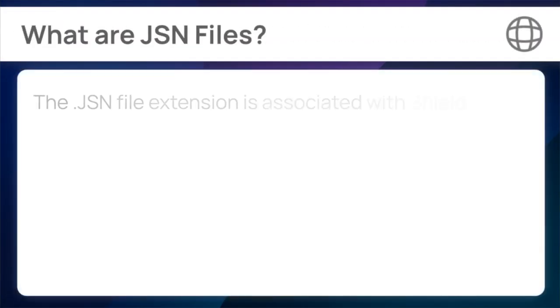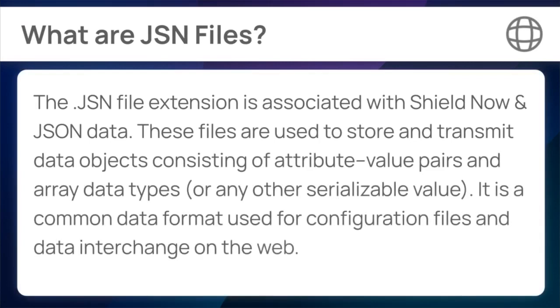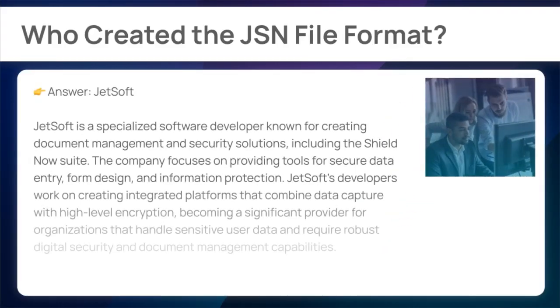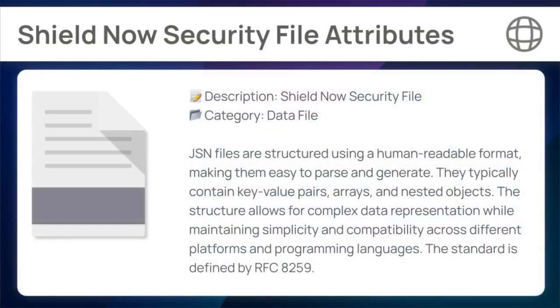The JSN file extension is associated with Shield Now and JSON data. These files are used to store and transmit data objects consisting of attribute value pairs and array data types, or any other serializable value. It is a common data format used for configuration files and data interchange on the web. JSN files are structured using a human-readable format, making them easy to parse and generate. They typically contain key value pairs, arrays, and nested objects. The structure allows for complex data representation while maintaining simplicity and compatibility across different platforms and programming languages.